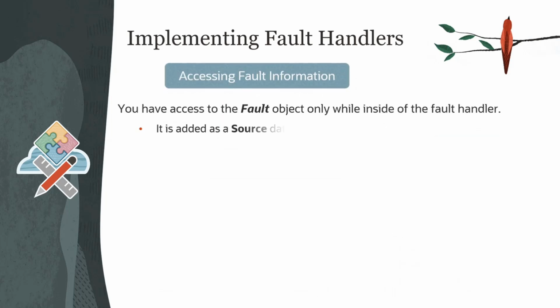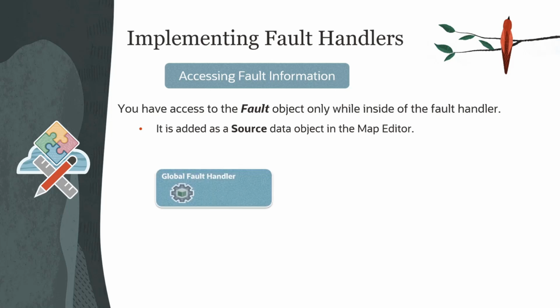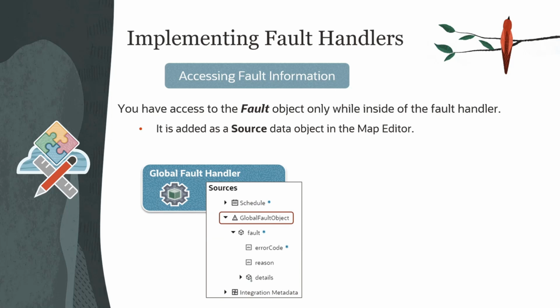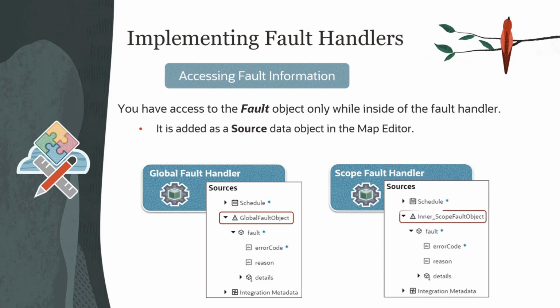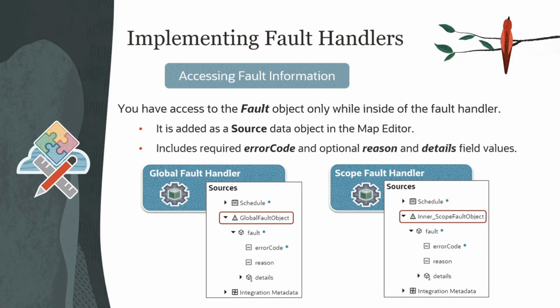In most cases, you're going to need to access the fault itself, so the OIC runtime provides a special fault data object, and you'll see it among the other data objects under Sources when you're doing your data mapping. If you're in the global fault handler, it is called Global Fault Object. And if you're inside a scope handler, the name of that scope will be reflected as the name of the object as shown in this example. From here, you can access any of these values as you see fit in your data mapping, the error code, or the reason and details strings.